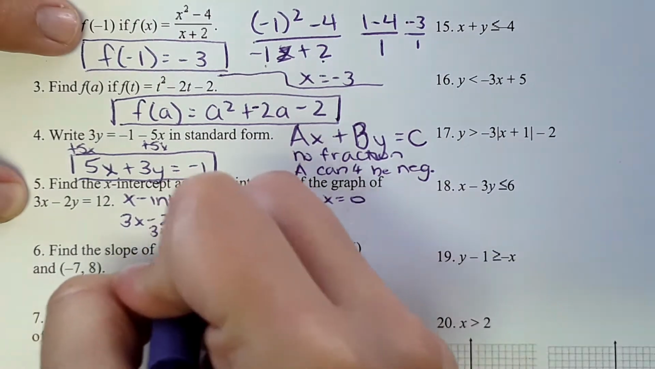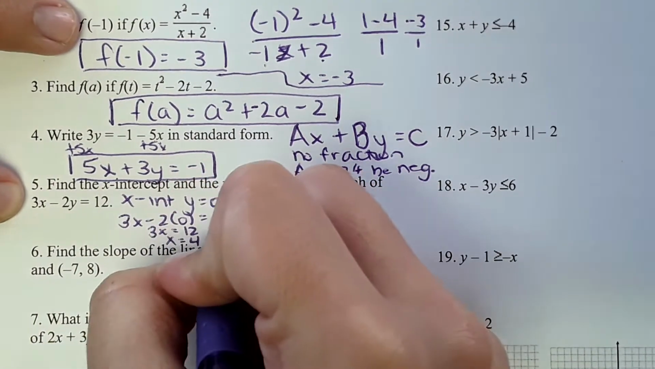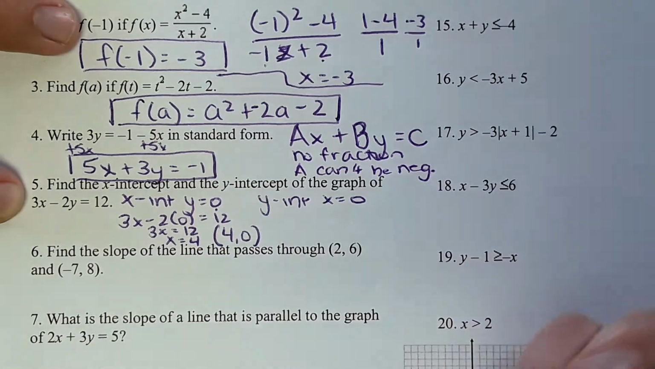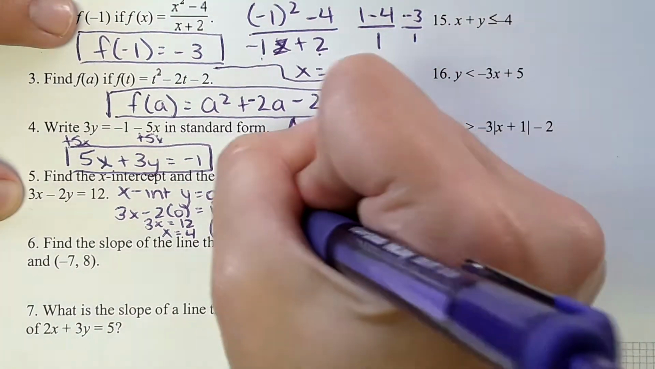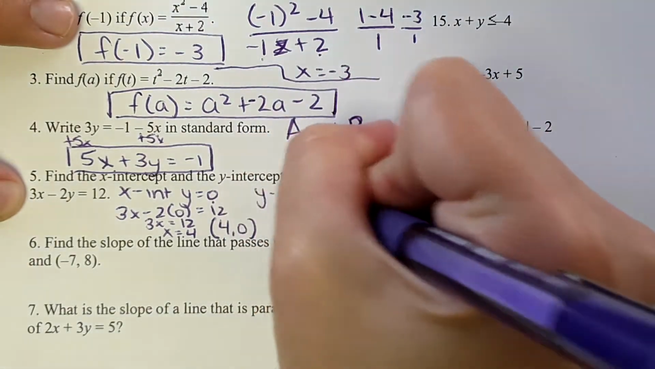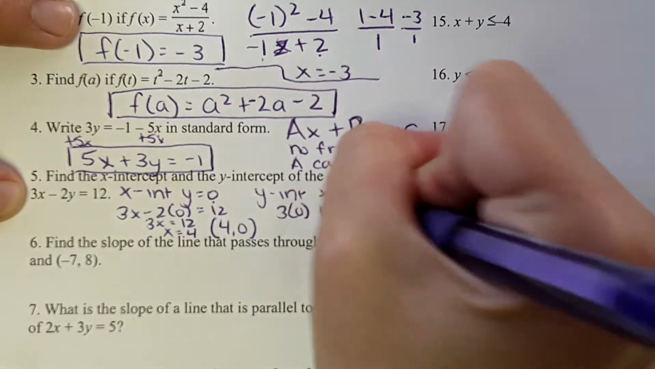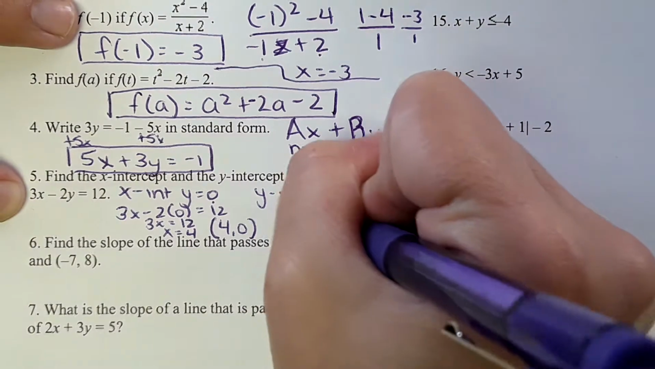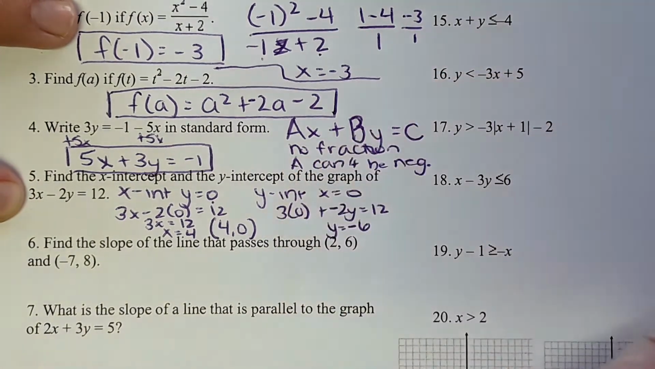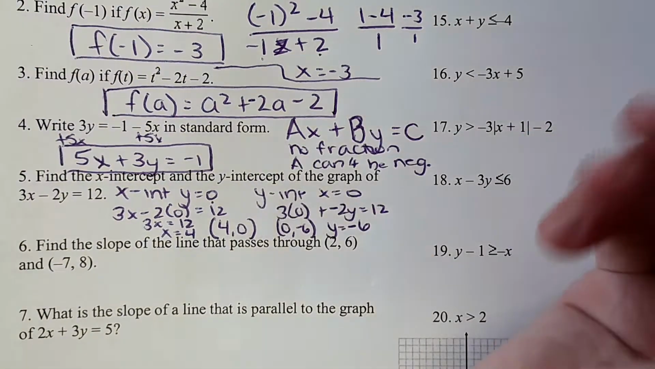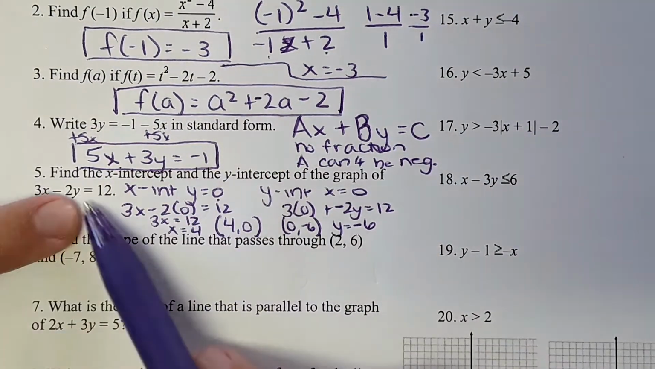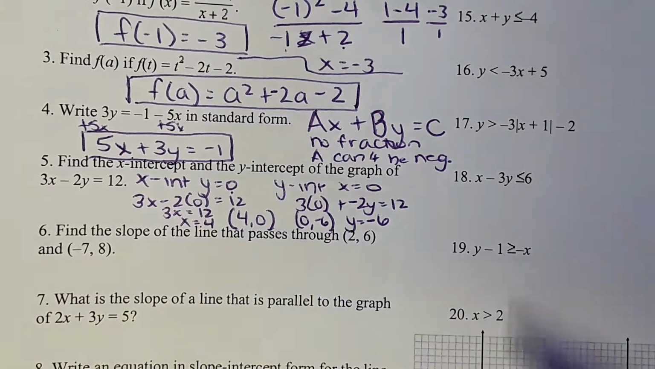And we get x equals 4. So the coordinates there would be (4, 0). And then for the y-intercept, x equals 0, so I'm plugging in 0 for x. Then y equals -6. So our coordinates would be (0, -6) for the y-intercept. So this is where this line crosses the x and the y-axis.